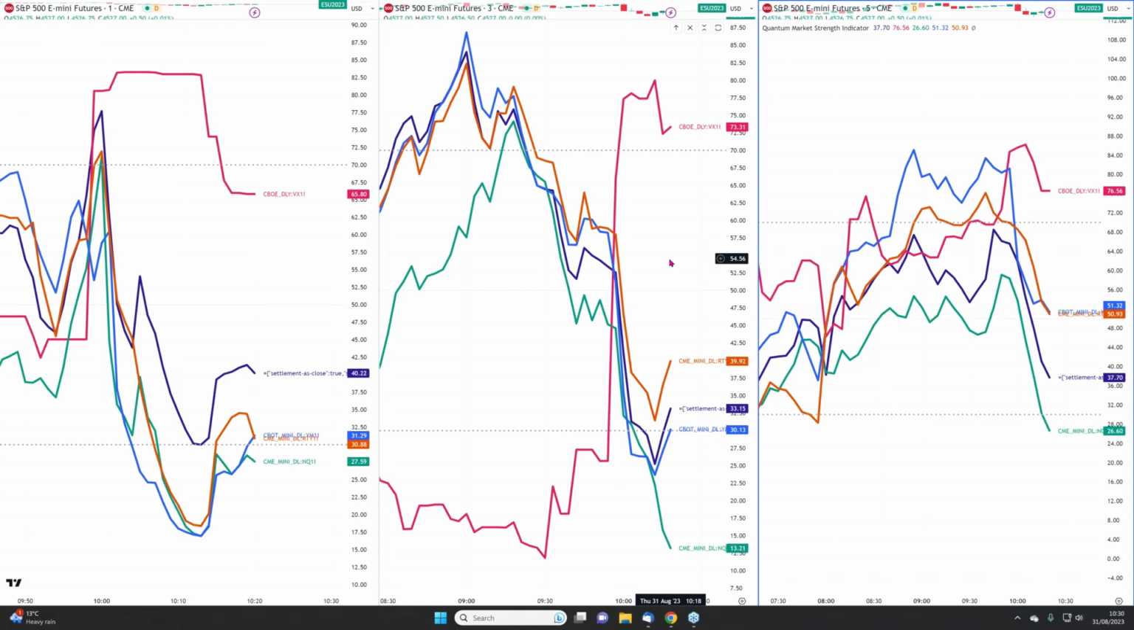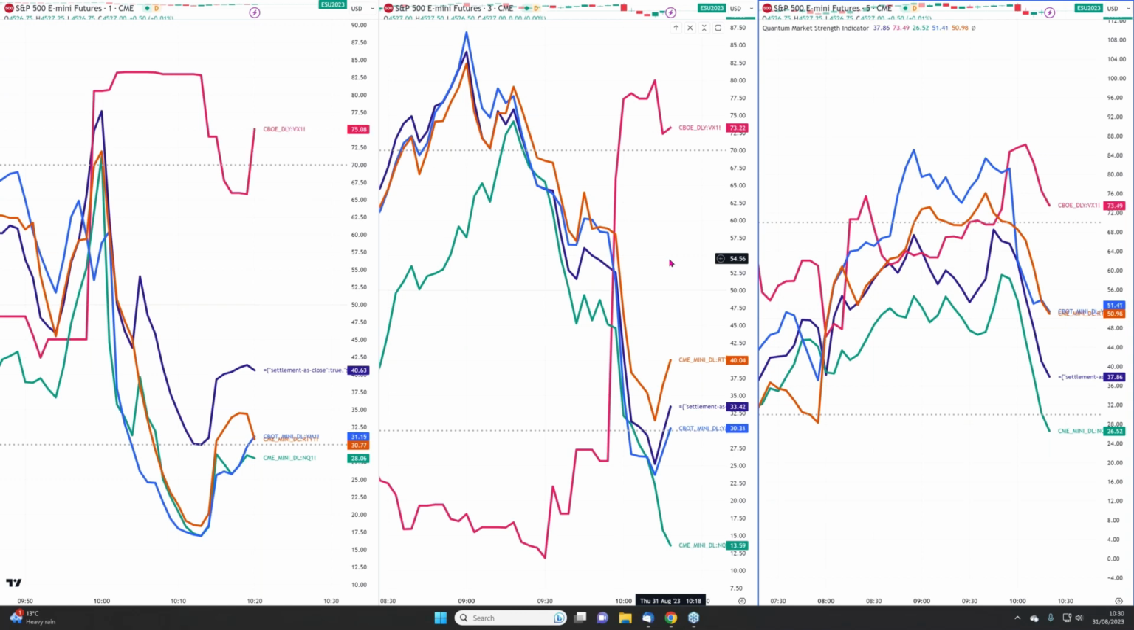Whether you look at them in the context of futures, as we are here, or in the context of ETFs and look at the SPY, etc., the principles are exactly the same. We are looking for sentiment. We are looking for, are we in risk on or risk off territory? What is the market doing?